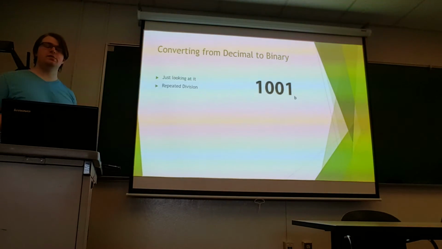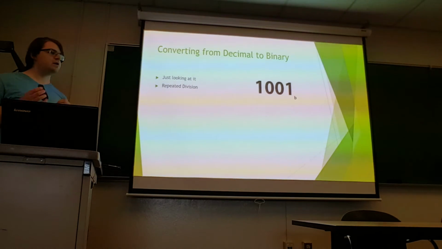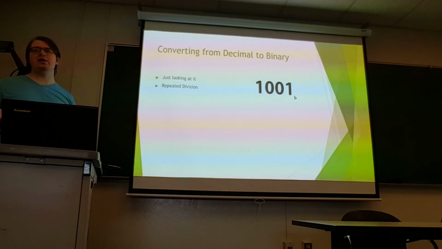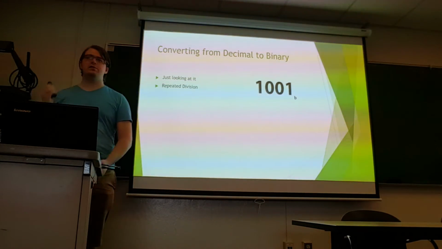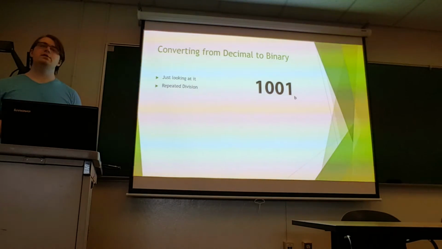So how do we actually do this in practice? Well, if it's a small number, we can just look at it. If you're more advanced in your computer studies, you'll just look at that and say that looks like a 9, it's an 8 plus a 1, it's a 9. We can also do something called repeated division if we're trying to go from decimal to binary, or repeated multiplication if we go the other way.